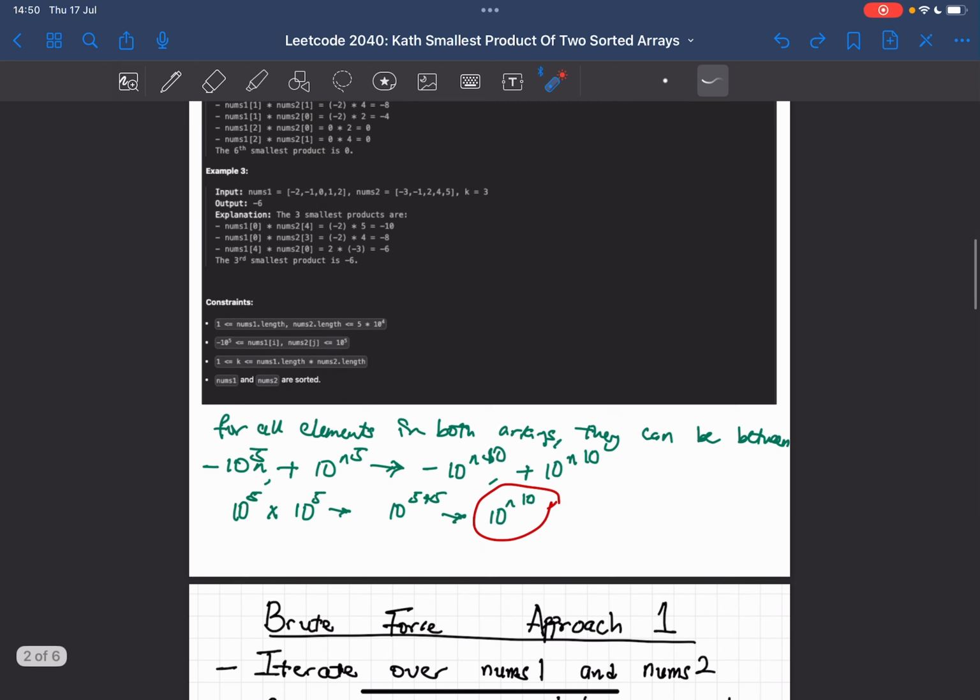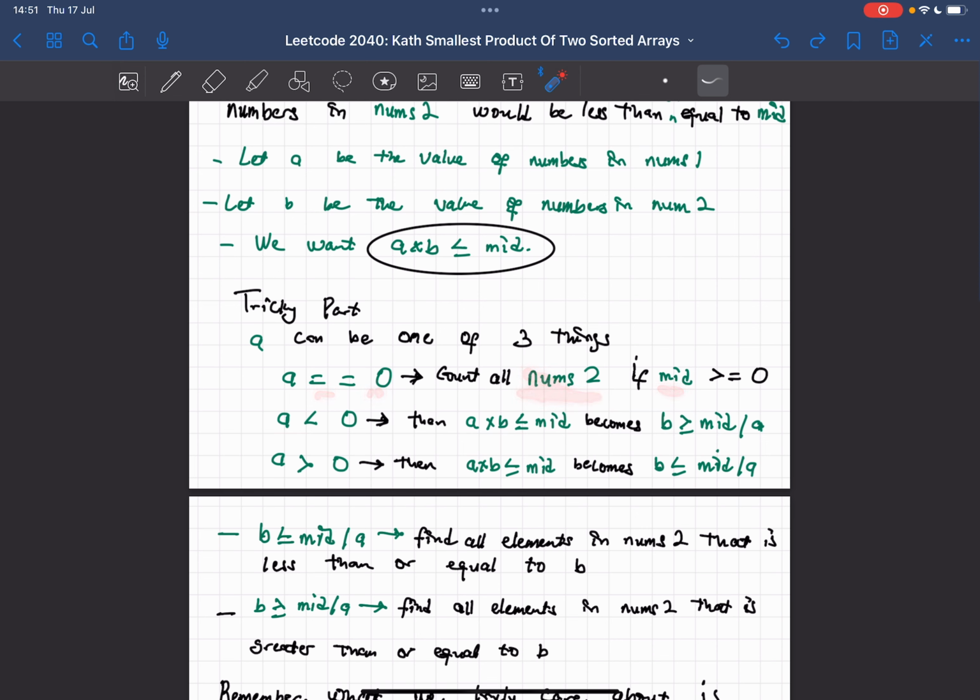It doesn't matter in this equation. If A is 0, we won't count all of nums2, because even if nums2 is, say, all positive integers, what we are trying to establish is the product that is less than or equal to mid, and positive integers of nums2 will never be less than or equal to a negative mid. So you would only do this if mid is greater than or equal to 0.